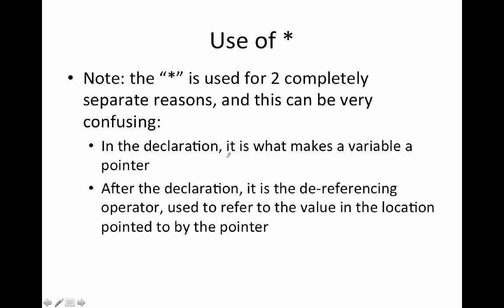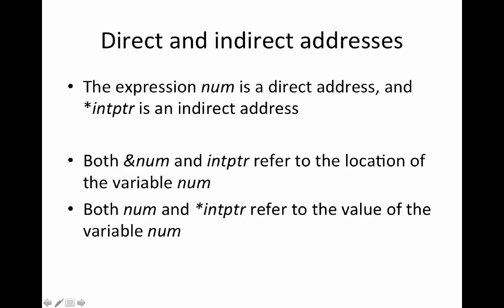Now you may have noticed that the star or the asterisk is used for two completely separate reasons, and this can be really confusing. In the declaration, it is what makes a variable a pointer variable. After that, after the variable has been declared, using the star is the dereferencing operator, which is used to refer to the value that's in the location pointed to by the pointer.